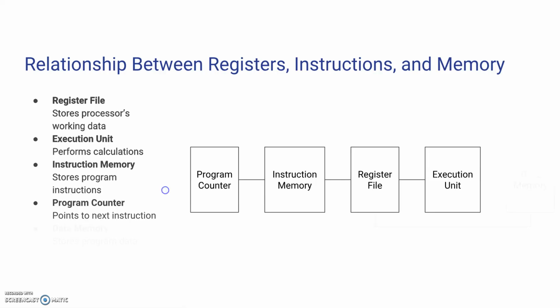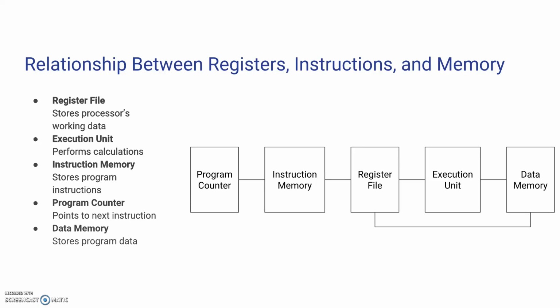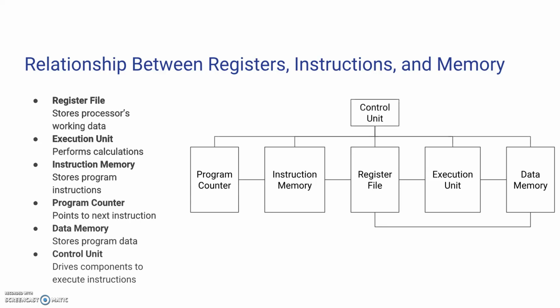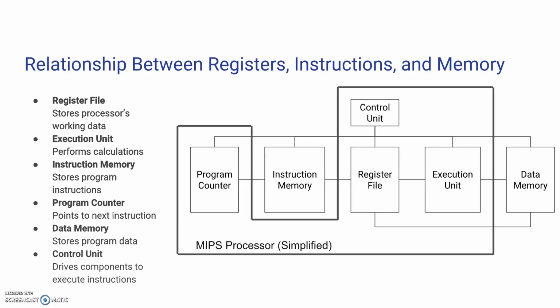And then next is the data memory, which is where, for example, your arrays will reside. And finally, the control unit, which drives the components in order to execute those instructions. So that's really what we're talking about when we're talking about the MIPS processor: the program counter, the register file, control unit, and the execution unit. Those are the basic components that reside inside this processor. And then this processor is interacting with the memory devices.